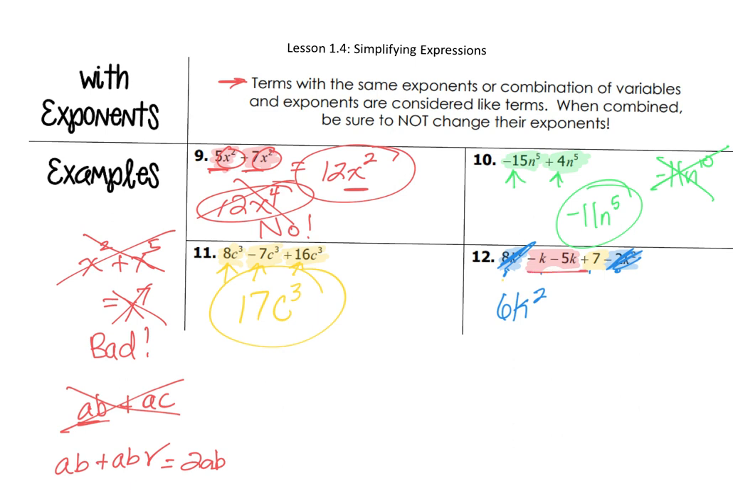In red, I have negative k minus 5k. In other words, negative 1 minus 5 is negative 6k. So I've used up my k's. They're different than k squareds. And last, I have a positive 7 who doesn't combine with anybody else. And so we stay 6k squared minus 6k plus 7.